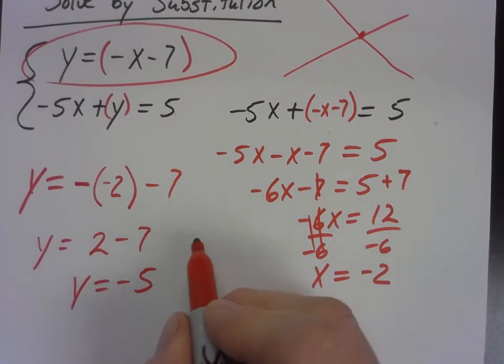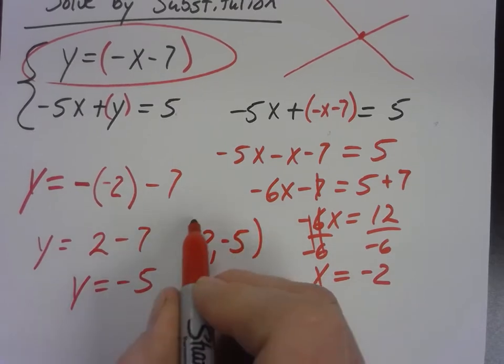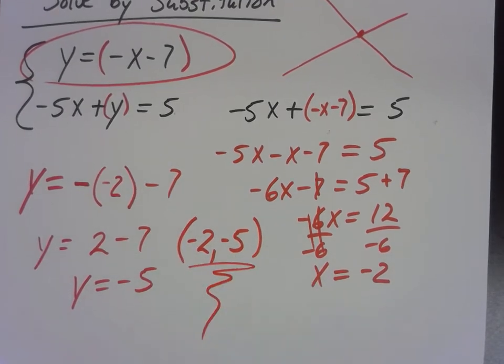-5. No, -2 is -2. We make it like that. And that's actually how we give our answer. We give our answer like it's a point on the coordinate plane, because that's what it is. It's a point of intersection. That's where it intersects.